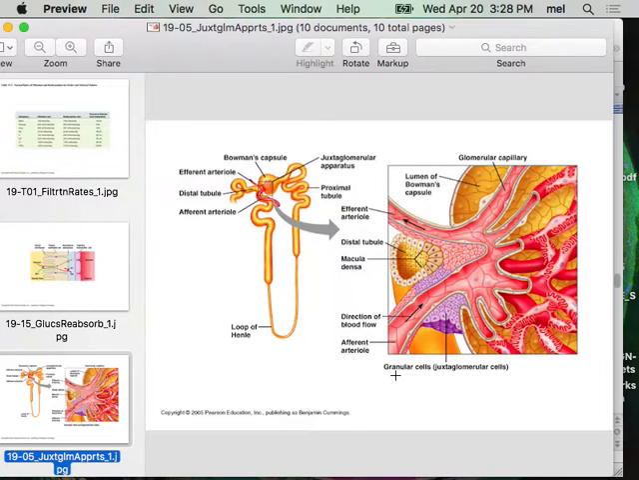So let's look at the DCT. So this is specifically the DCT, okay? So what's going to happen at the DCT is I have these tubule cells. And then I have the blood. This is the filtrate.